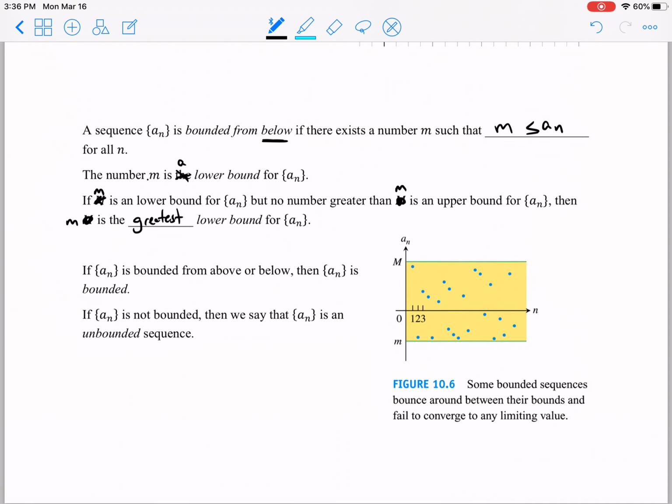So if a_n is bounded from above or below, then a_n is bounded. If a_n is not bounded, then we say that a_n is an unbounded sequence, okay? But you can see here in the figure that we've got it bounded on the top and the bottom. It's never going to go below the little m and above the big M.